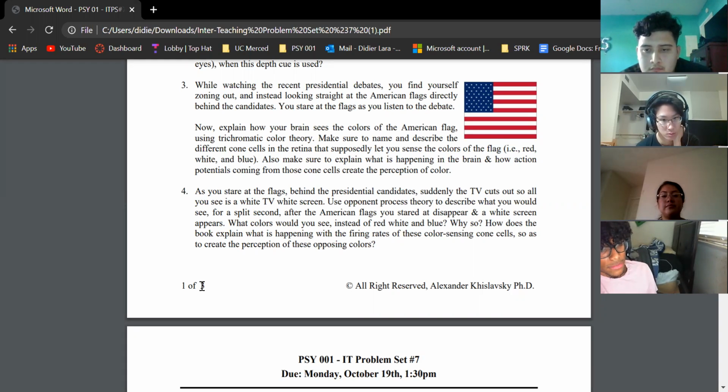I pretty much put what he put. I just put that opponent process theory says that one member of the color pair suppresses the other. So if you were staring at the American flag and then the TV all of a sudden just turned white, the colors would just go to the opposite hue, like from red to green and so on. Well, that's the next question, my bad. Yeah, that's what I got.